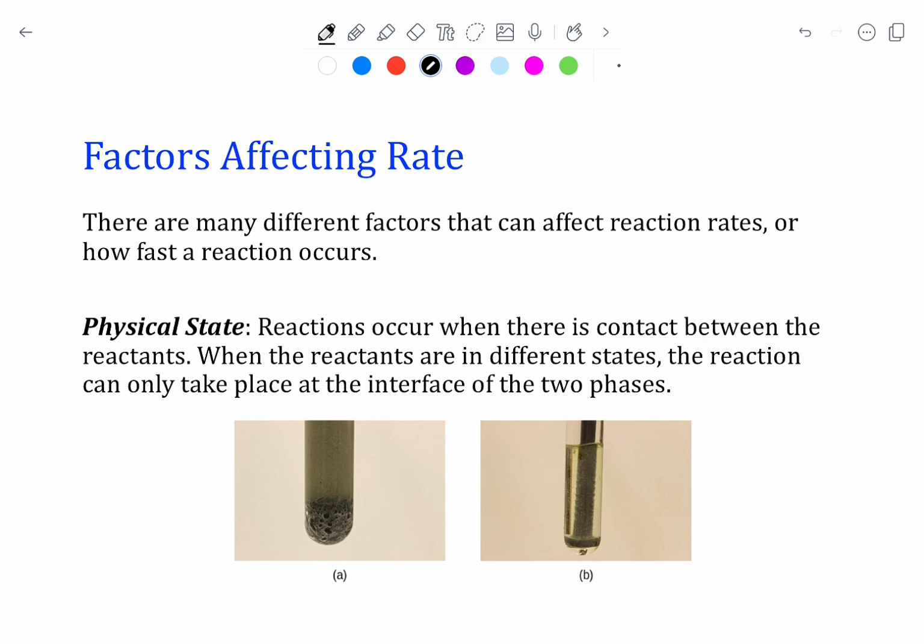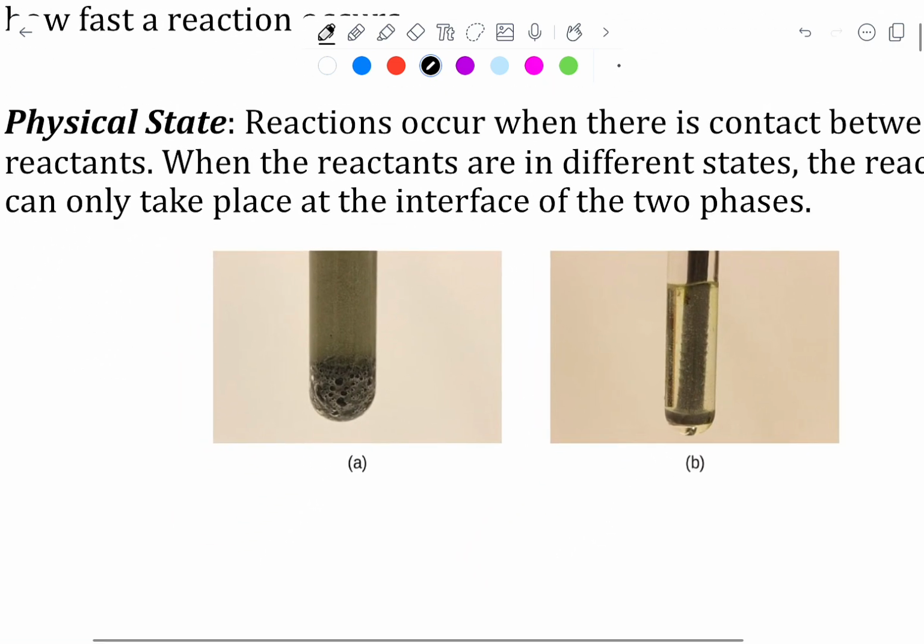And one of the three factors that we are going to discuss is first, physical state. Reactions will occur when there is contact between the reactants. When the reactants are in different states, the reaction can only take place at the interface of those two phases. So if we have gases reacting with gases, then that's no problem. But if we have something like in the image I have here, where we have a liquid reacting with a solid, the reaction is only going to take place where the solid and the liquid meet. And how that solid is presented is going to affect the rate itself.